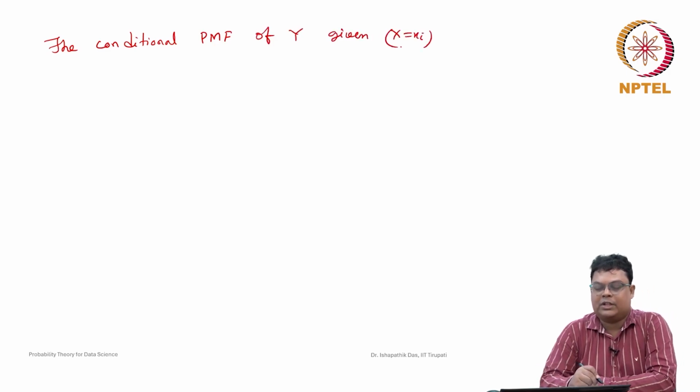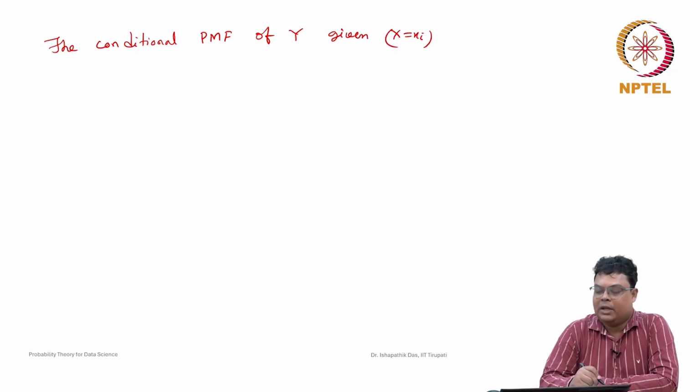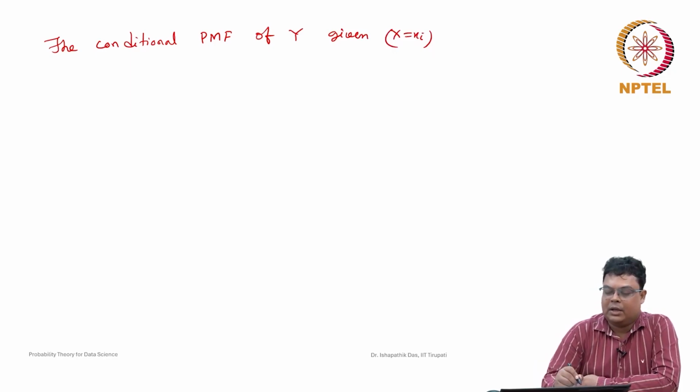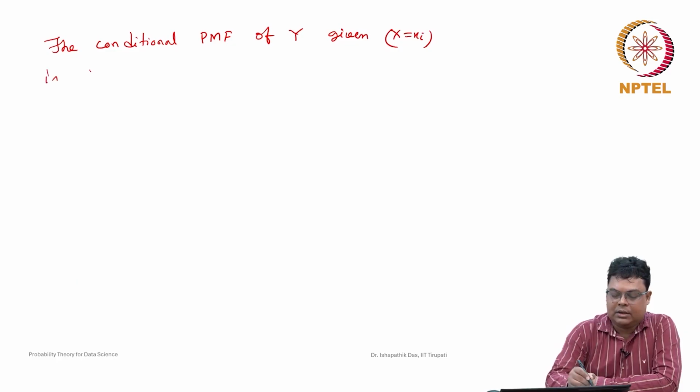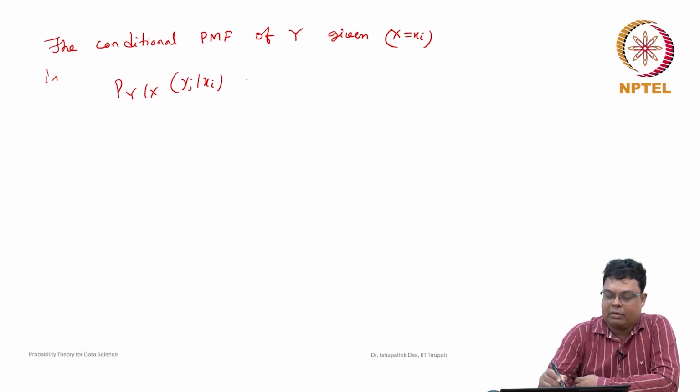Suppose the conditional probability mass function of y given x equal to xi is given by, so let me write it. By definition, P(y given x), that is yj given xi. So for particular values of xi and yj given xi we have to find it. By definition, it is nothing but the joint probability mass function p(xi, yj) divided by the marginal p_X(xi).